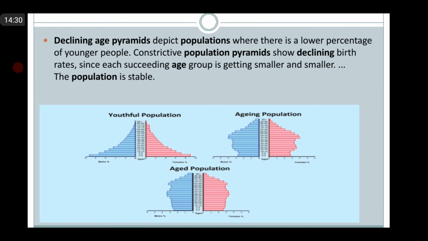So I have shown you these three population pyramids, and with the help of this graph you can better understand that the first one is the youthful population, the second one is the aging population, and the third one is the aged population. And I hope you have understood as far as age structure is concerned. What does age structure mean?